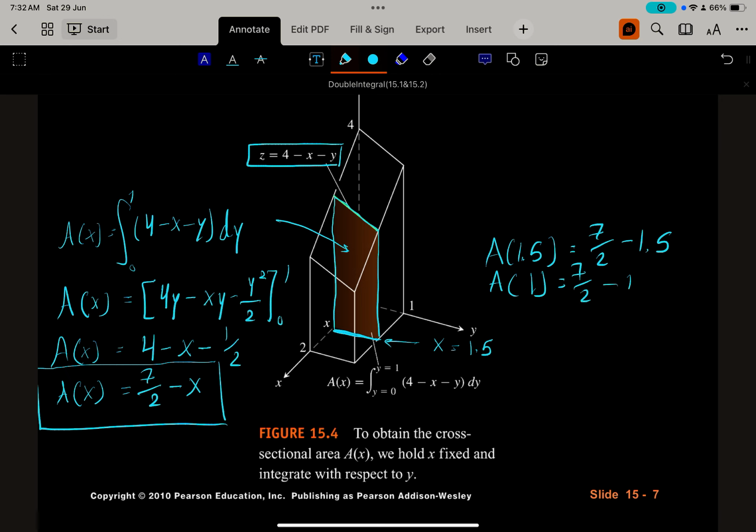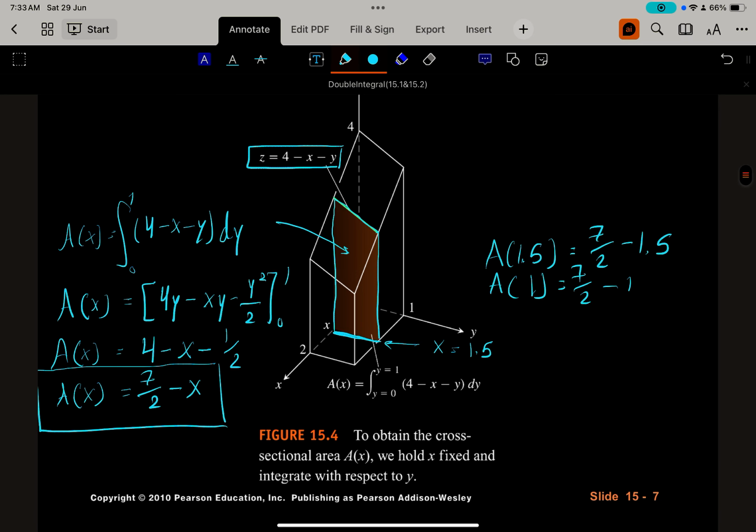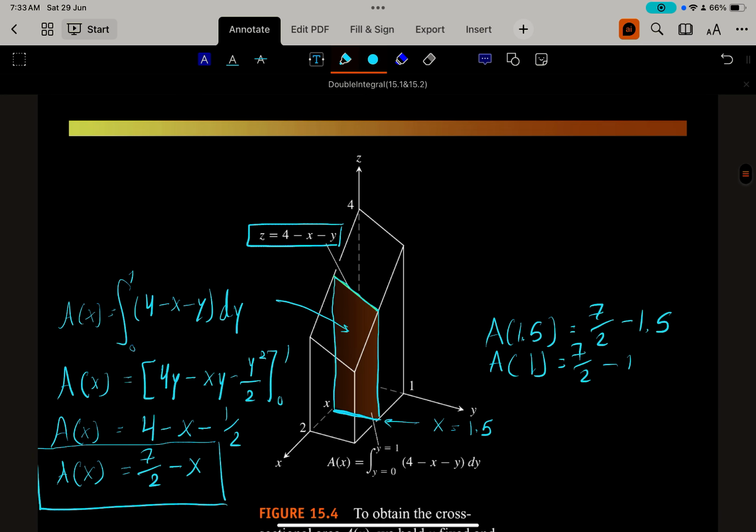Now someone would ask, what if we want the cross-sectional area with respect to x? So we don't want the cross-sectional area in the direction of the YZ plane. We want the cross-sectional area, for example, in the direction of the XZ plane. So we want this cross-sectional area.